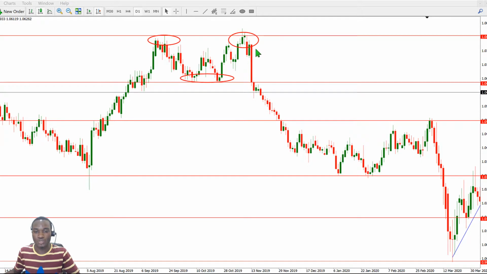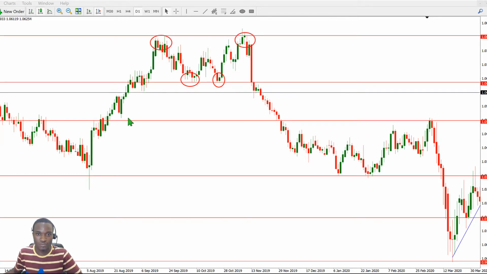So all you need to do is make sure you understand that what is happening right here is a possibility of a double top. And then you can note something here: this is a double top, and you can see a double bottom right here, which is also an inverse of this double top.